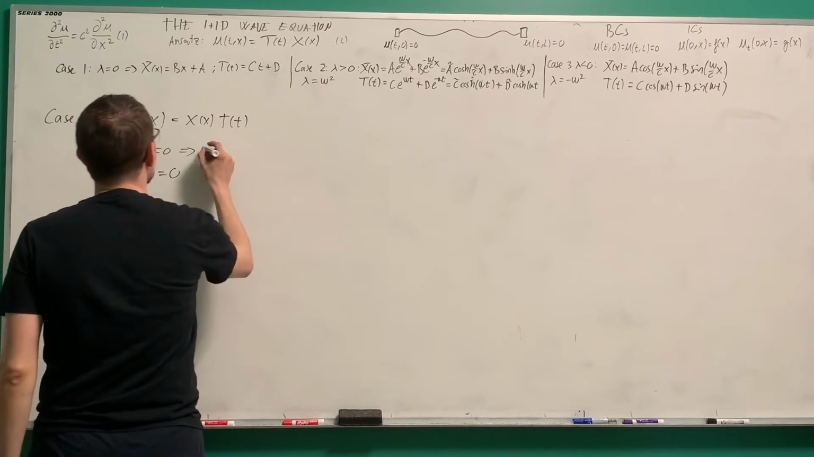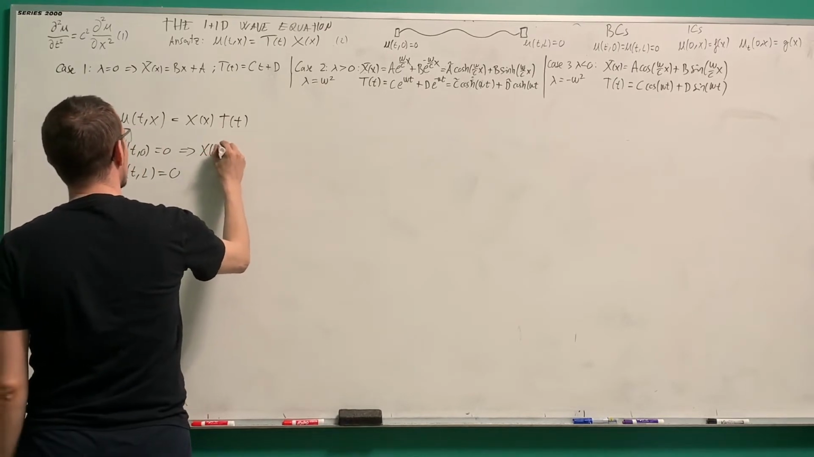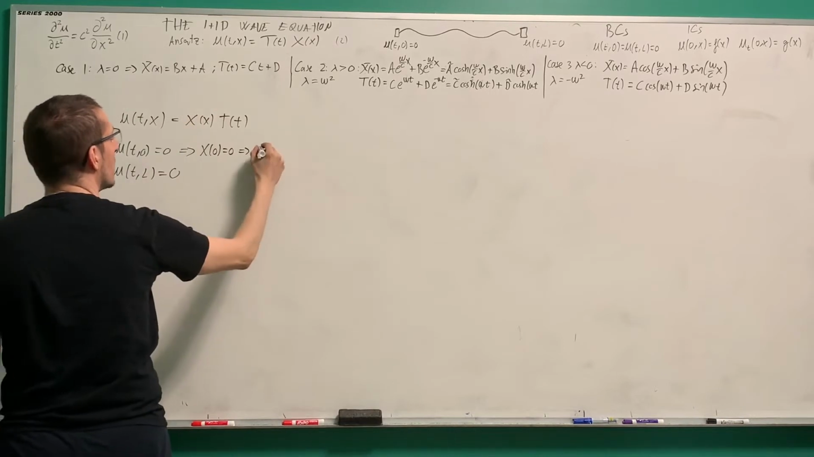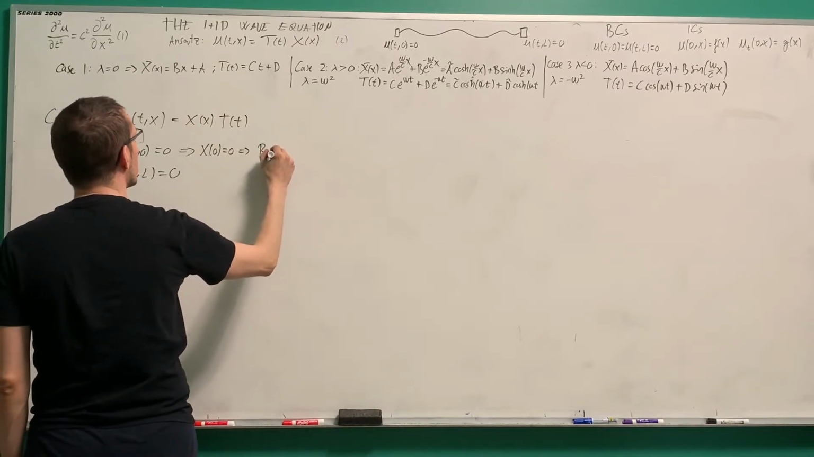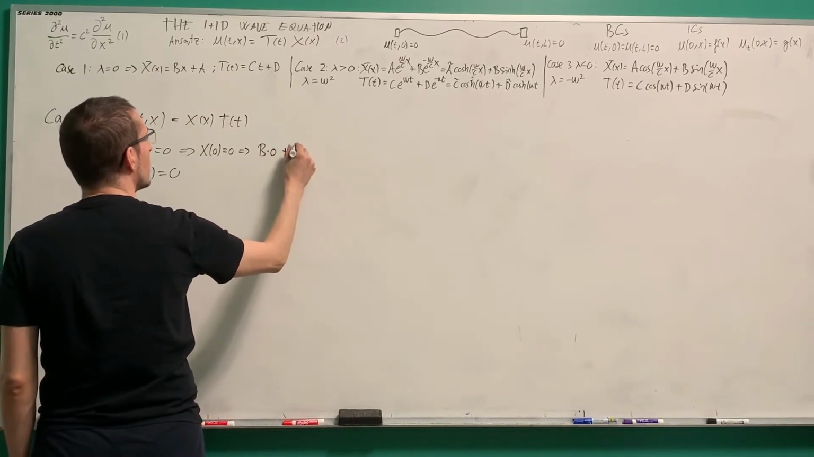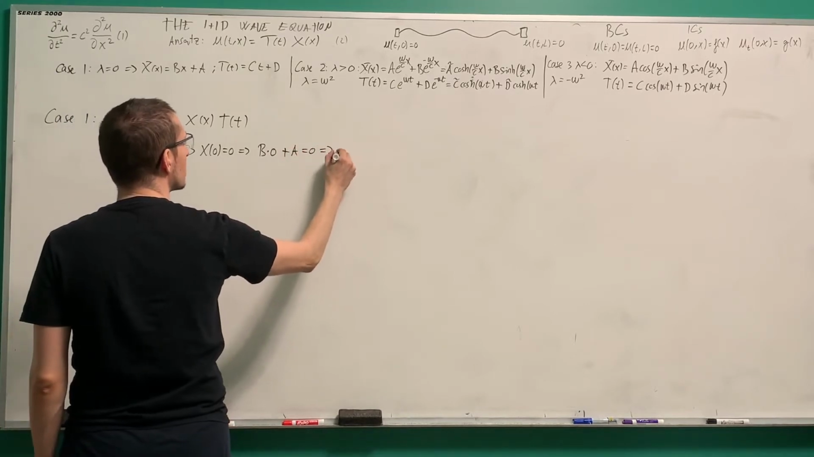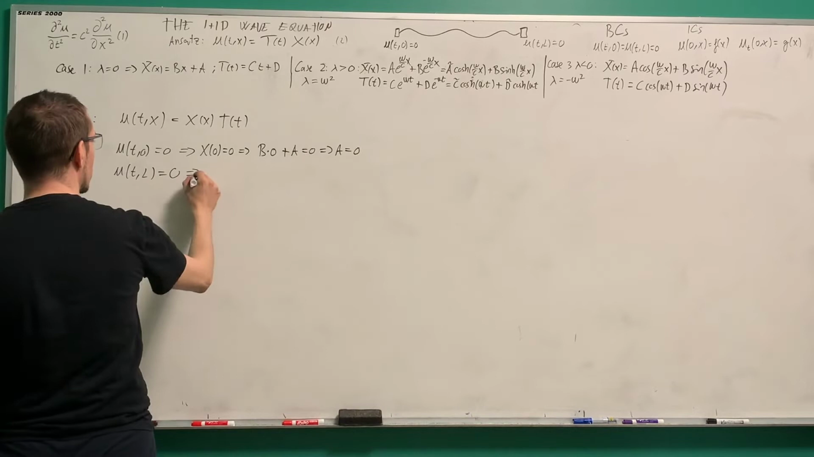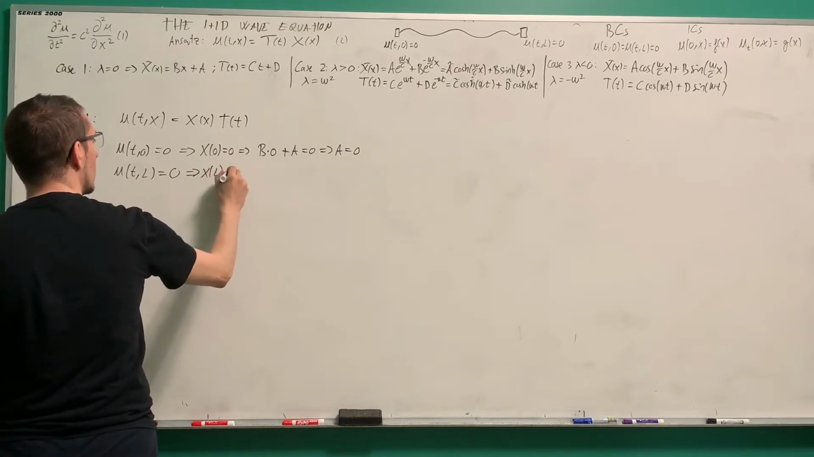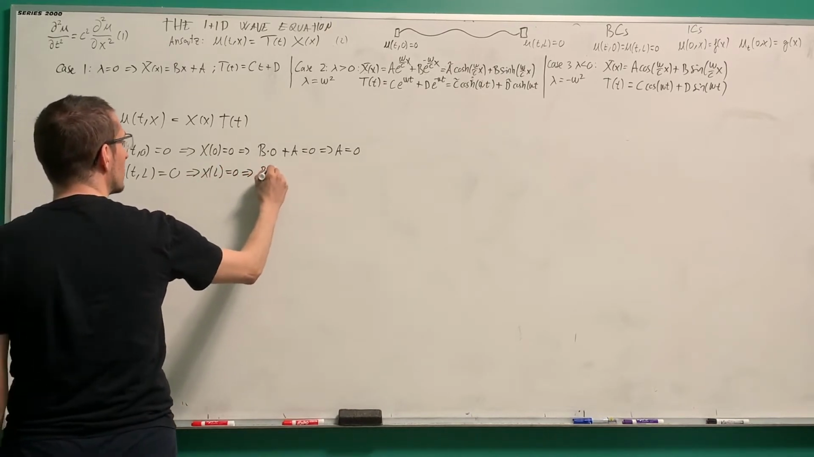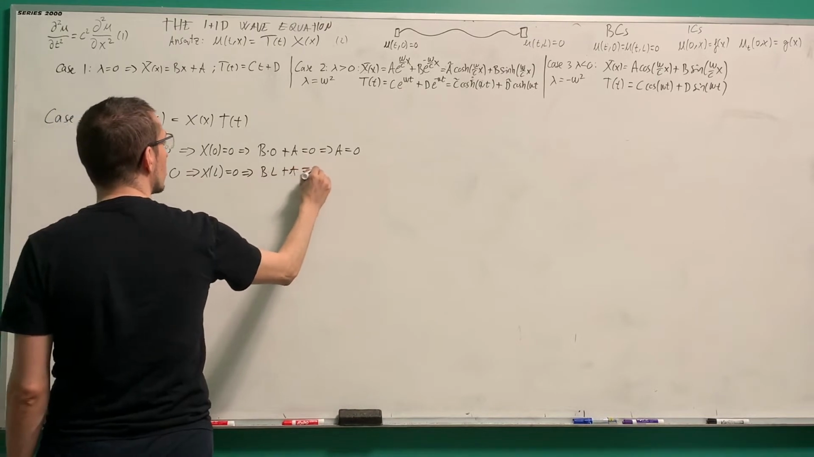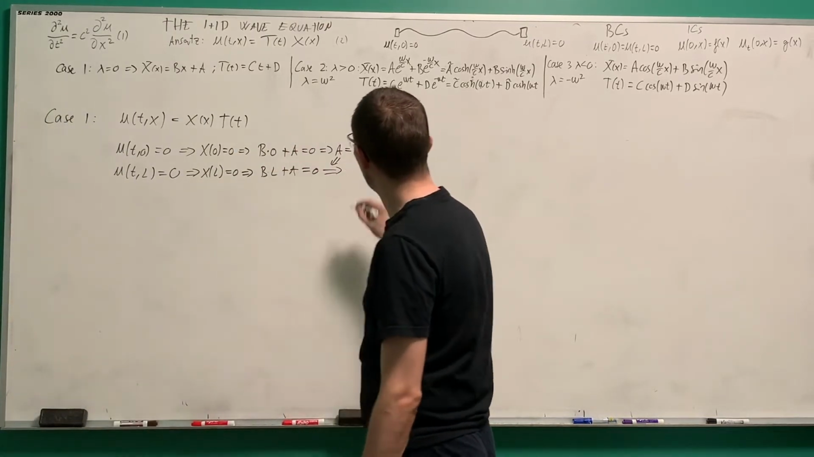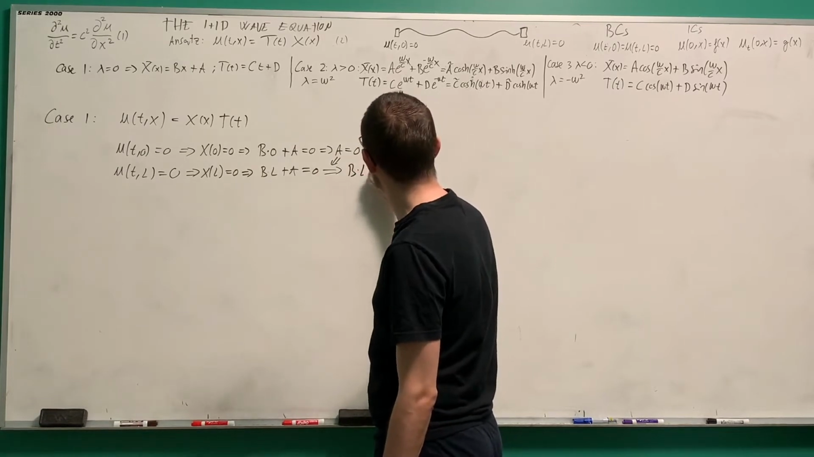Alright, so that means that x of 0 is equal to 0. That gives me, I take x from here, b times 0 plus a equals 0, which means a is equal to 0. Alright, what does the other condition give me? Well, x at L is equal to 0 tells me that b times L plus a is equal to 0. But now I can use that a is equal to 0, and that tells me that b times L is equal to 0.